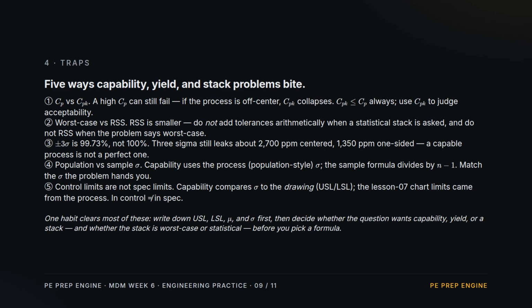4. Population versus sample sigma. Capability uses the process sigma, while the sample formula divides by n-1. Match whichever the problem gives you. 5. Control limits are not spec limits. Capability compares sigma to the drawing. The chart limits came from the process. In control is not the same as in spec.